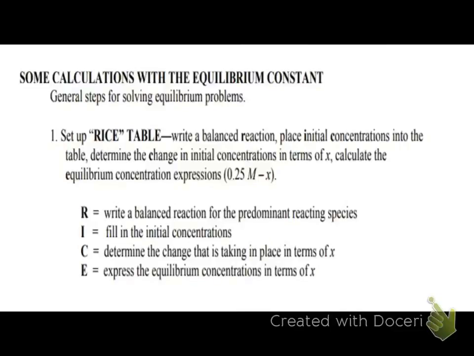So this is the second part of equilibrium, where we are going to need to solve for things usually not at equilibrium. If you are at equilibrium, obviously you can just plug things into the equilibrium expression and solve for it. But if they don't give you equilibrium concentrations, they give you initial concentrations, you're going to need to use something that we call the Rice table.